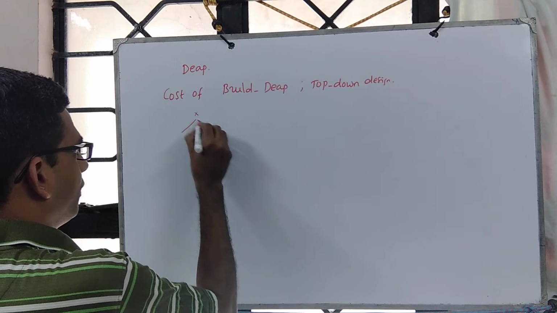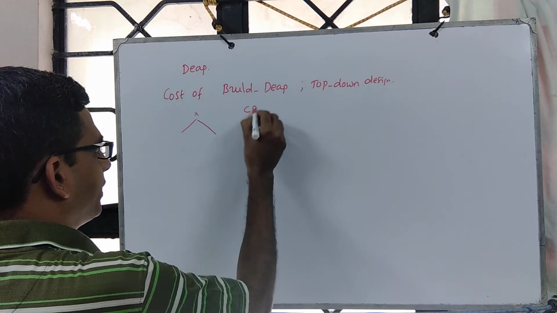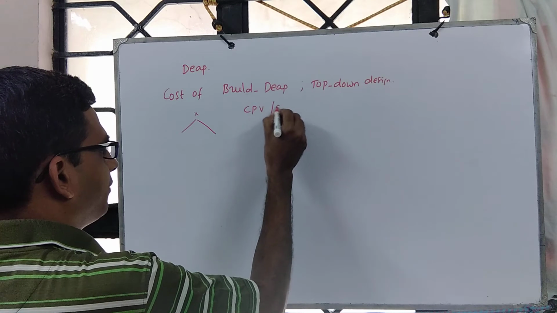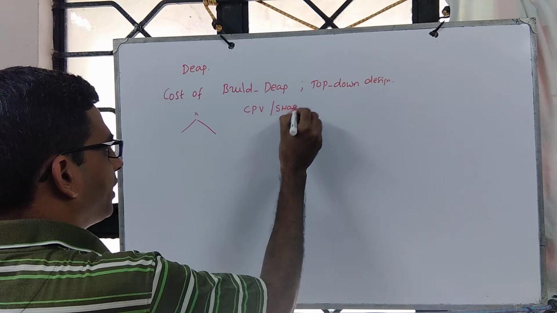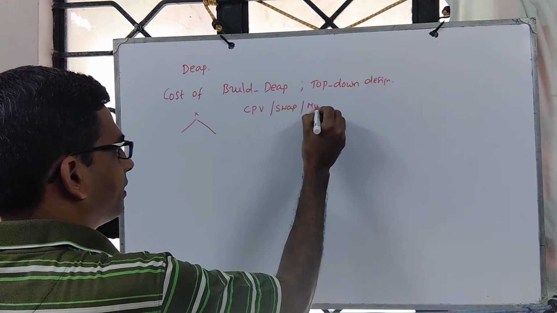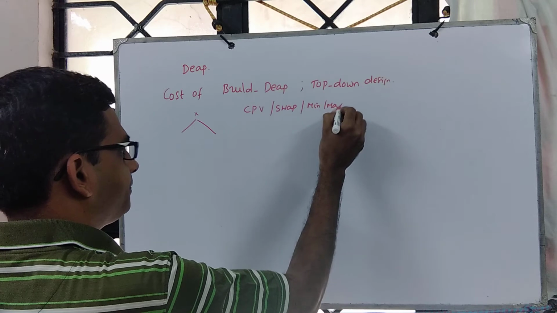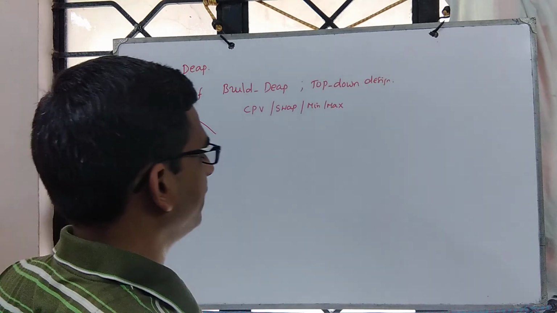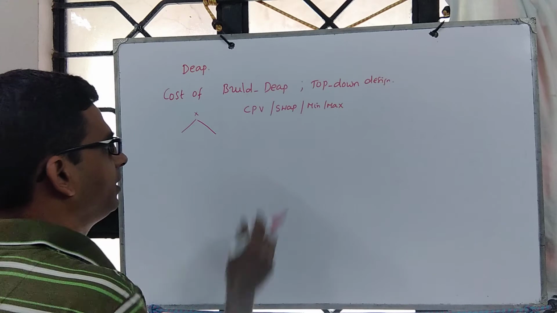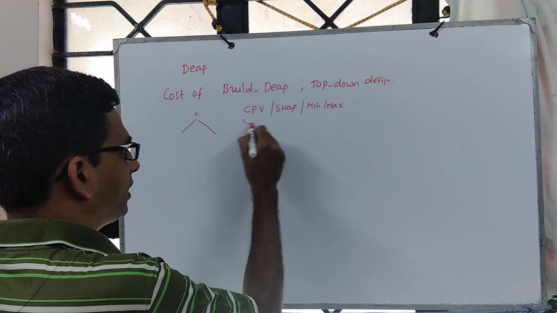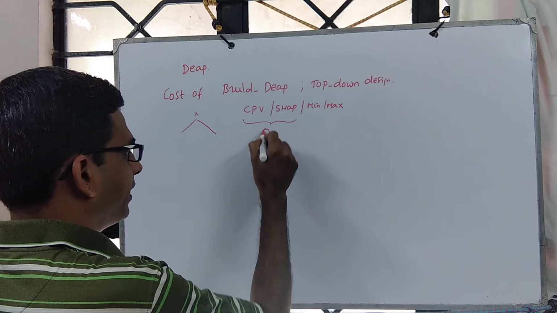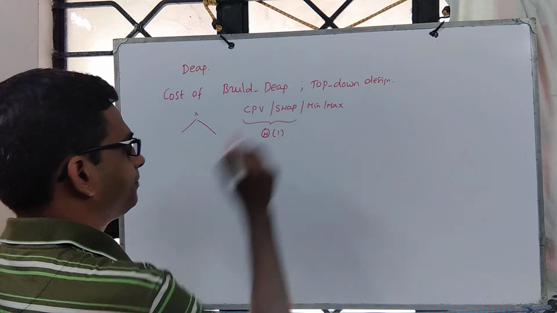We go for the correspondence property check, then if required there is a swap, and then if required we call the min heapify and max heapify routines. We saw that these two can be done in constant time.